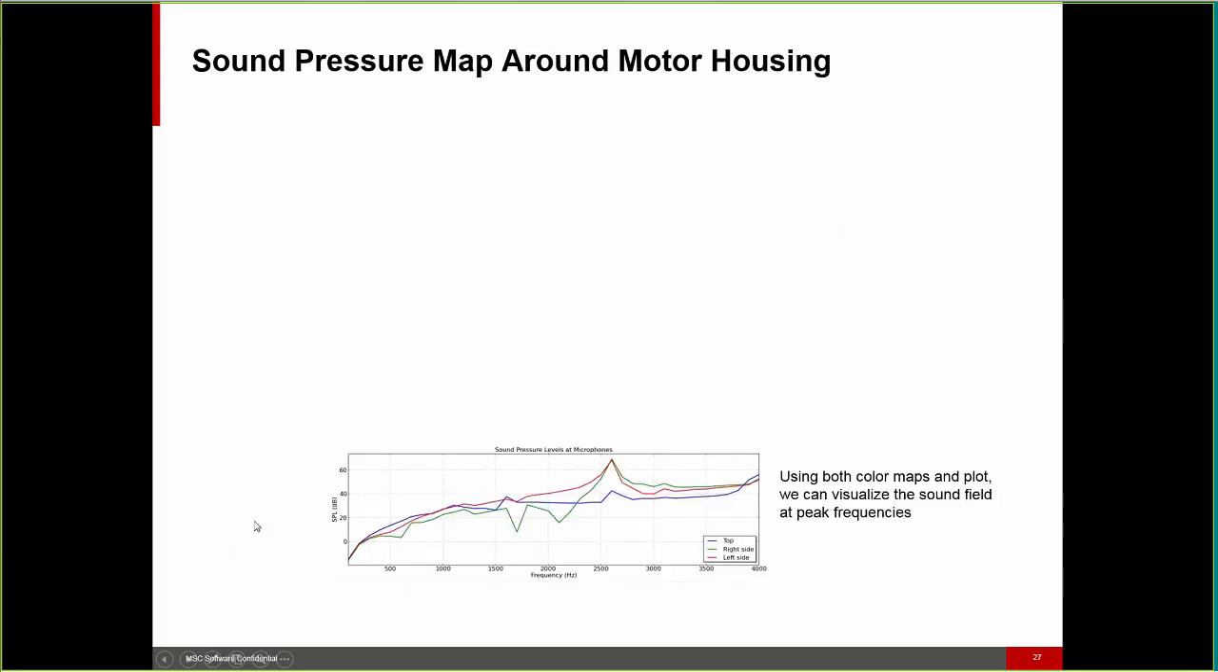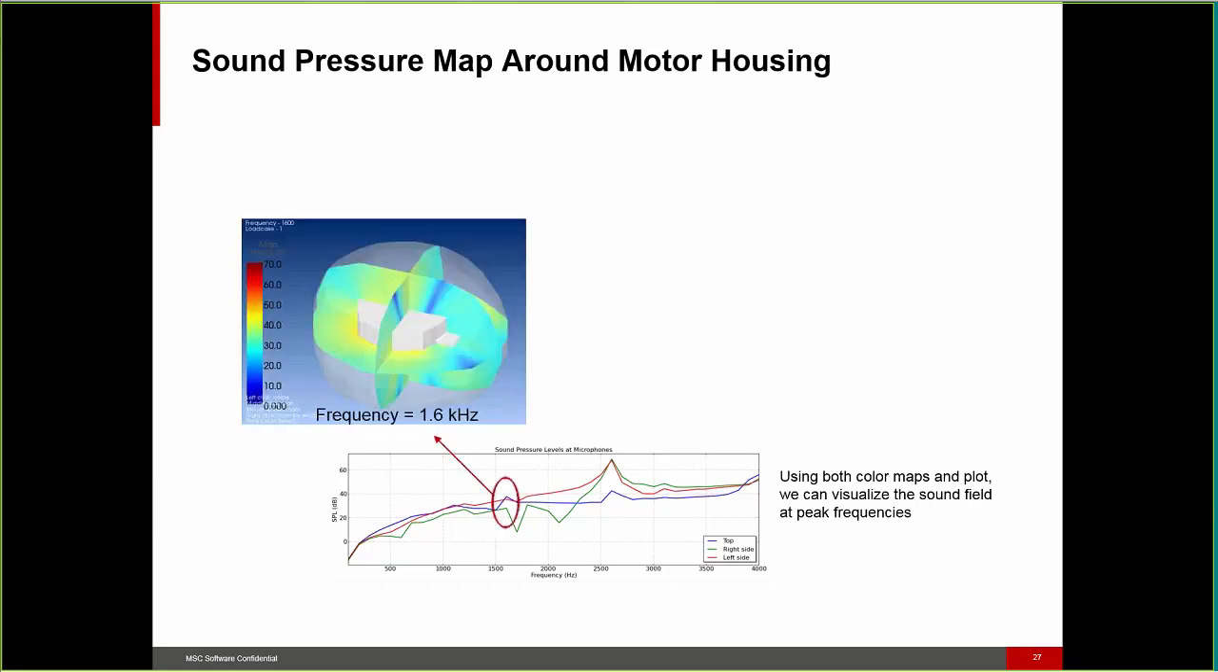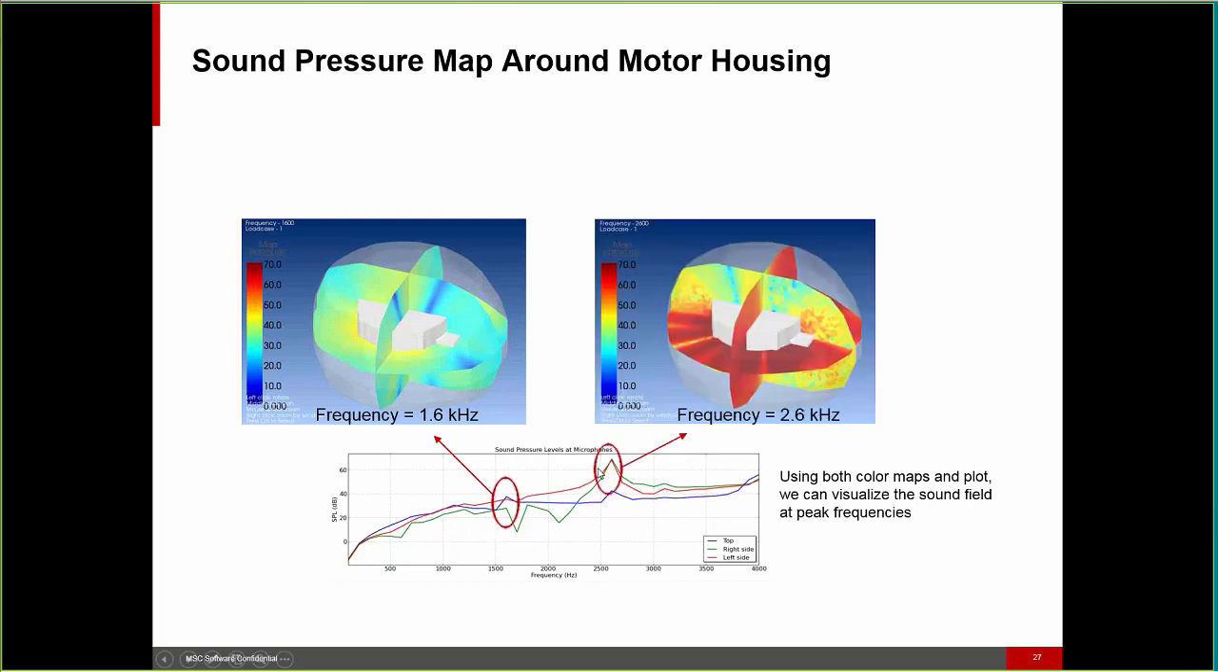You can also plot the acoustic pressure around the housing. For example, we can see the acoustic pressure around the housing at 1.6 kilohertz, where you see a peak right here, and also at the maximum peak at 2.6 kilohertz. Using both color maps and plot, we can visualize the sound field at these 2 peak frequencies.